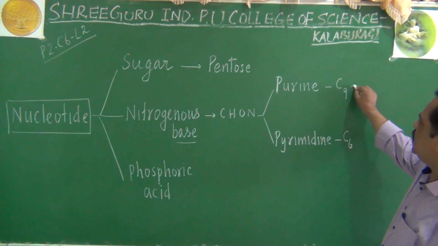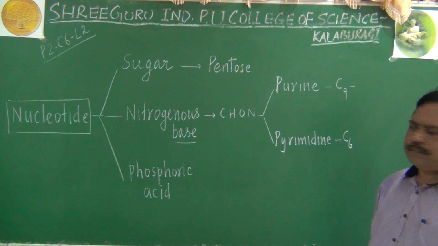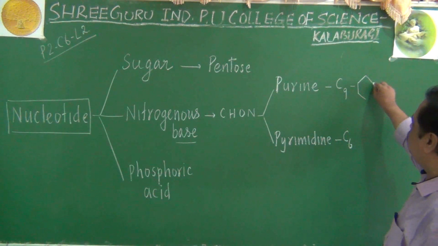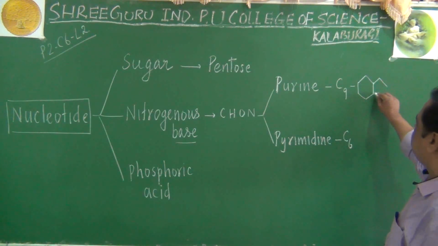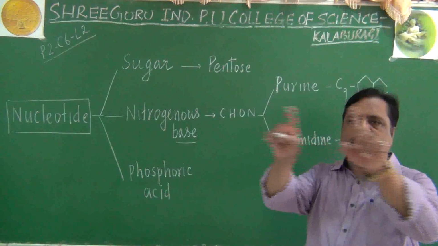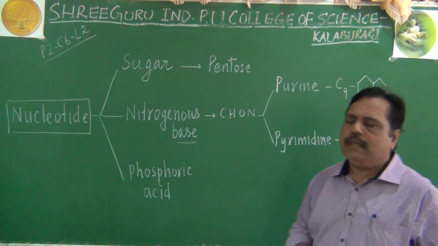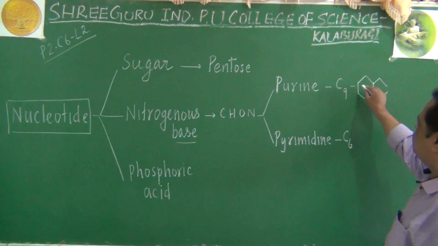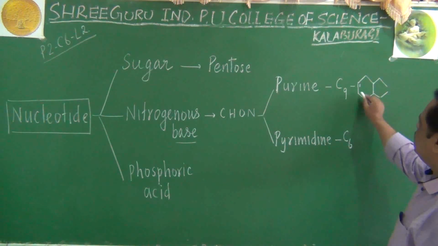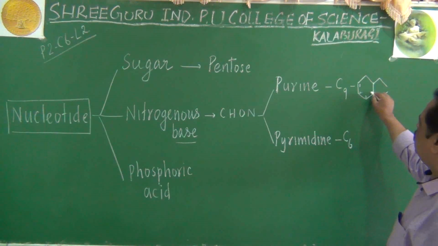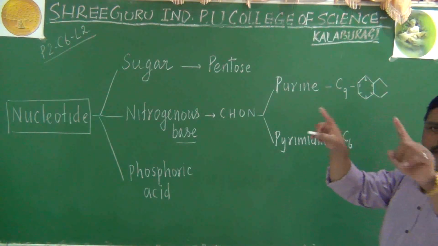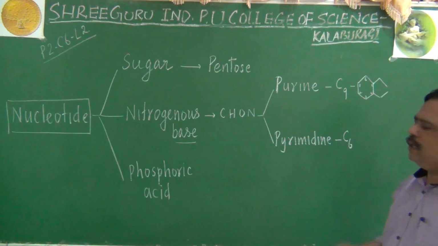Due to the presence of these 9 carbon atoms, a purine can exist in a double ringed structure like this. Remember, the structure of purine will exhibit a double ringed structure. In this double ringed structure, this can be considered as the first carbon atom. This is the second carbon atom, third one, fourth, fifth, sixth, like that. 6 carbon atoms will form one hexagonal ring.